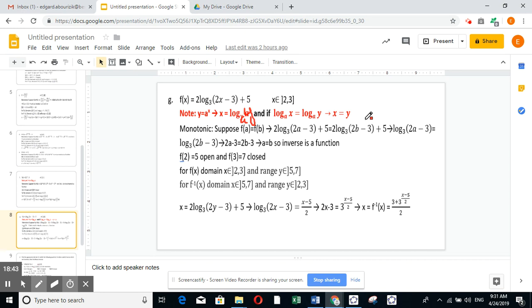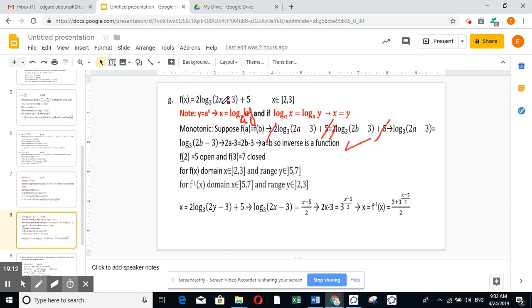So we're going to check monotonic. Suppose f of a equals f of b. So 2 log base 3 of 2a minus 3, plus 5, equals 2 log base 3 of 2b minus 3, plus 5. So the 5 and 5 cancel out. Divide both sides by 2. As we said before, if two logs are equal and have the same base, then x is y. So in that case, 2a minus 3 equals 2b minus 3. So a will be b. So the inverse is a function.